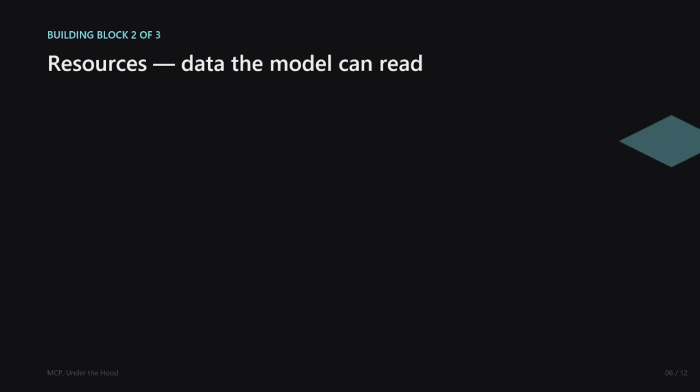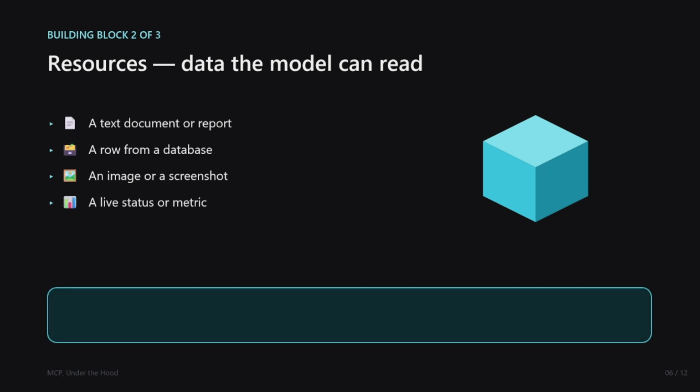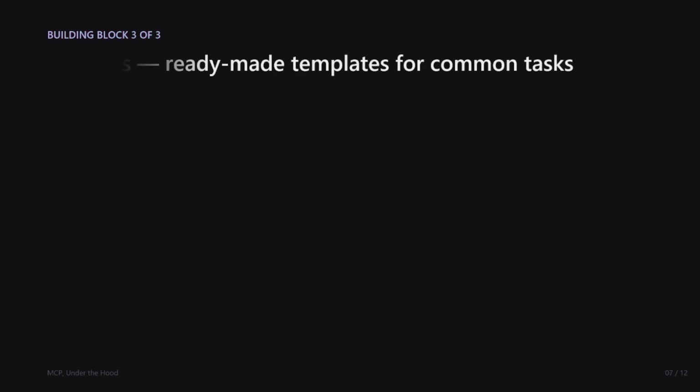The second building block is resources. A resource is a piece of data the model can read: a text, a document, a row from a database, an image, or some live status update. Resources are like handing someone a folder of reference material. The AI can look inside and learn from it, but just reading a resource never changes anything by itself.